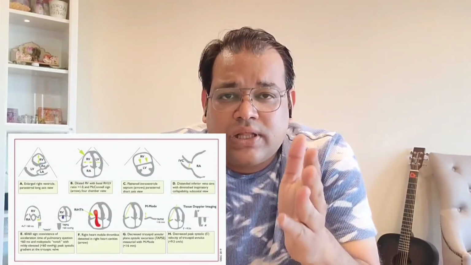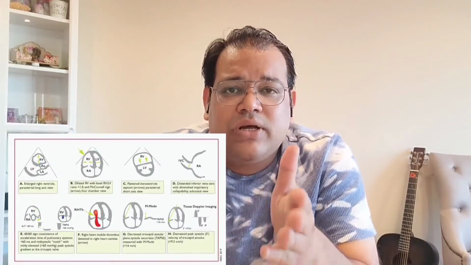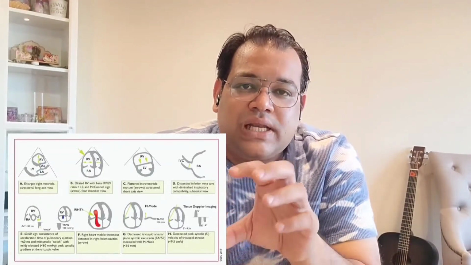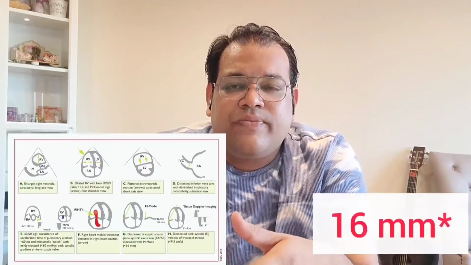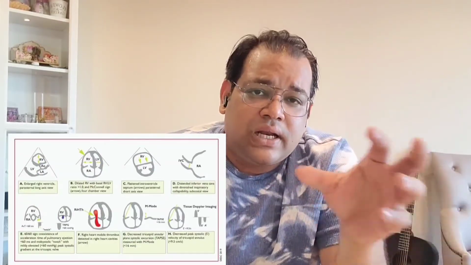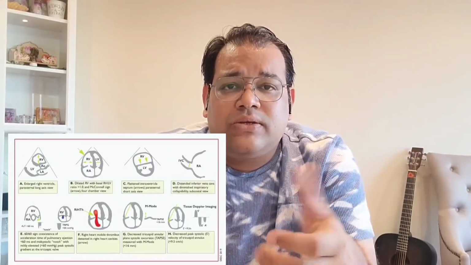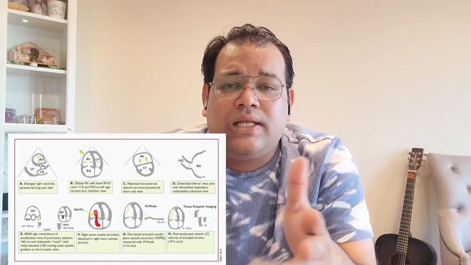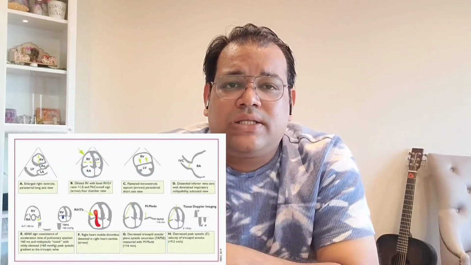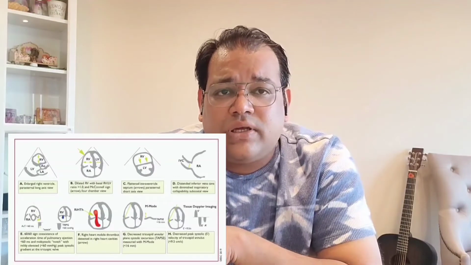If you can do a TAPSE, TAPSE is when you run M mode in apical view at the tricuspid valve. It's called tricuspid annular plane systolic excursion, and typically in pulmonary embolism, it is less than 16 millimeters. If you run tissue Doppler in apical 4-chamber view at the level of the tricuspid annulus, then you notice that the velocity of the tricuspid annulus goes down, less than 9.5 centimeters per second. So that's the TAPSE and your velocity of tricuspid annular movement. So these are the advanced signs.